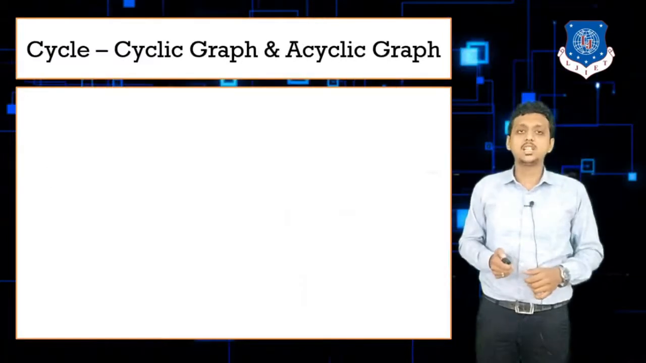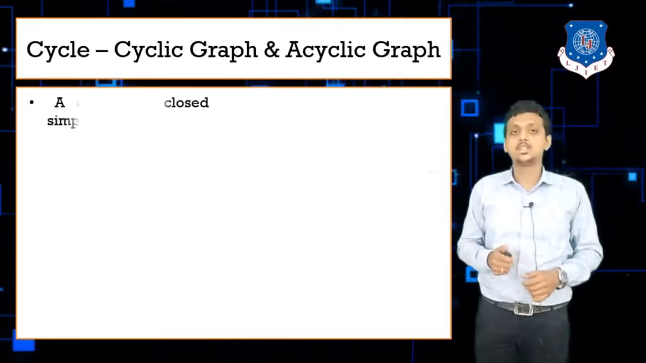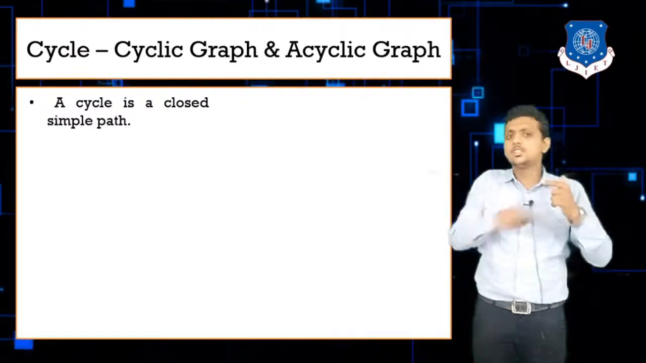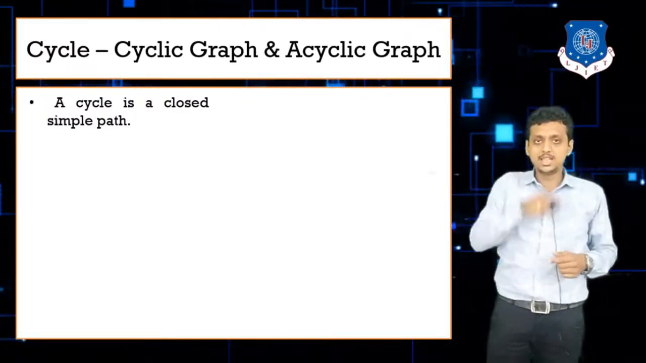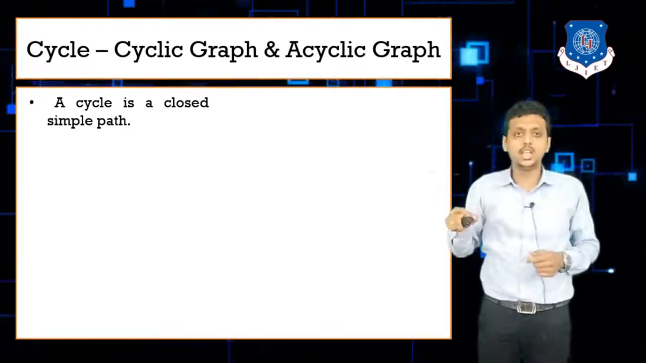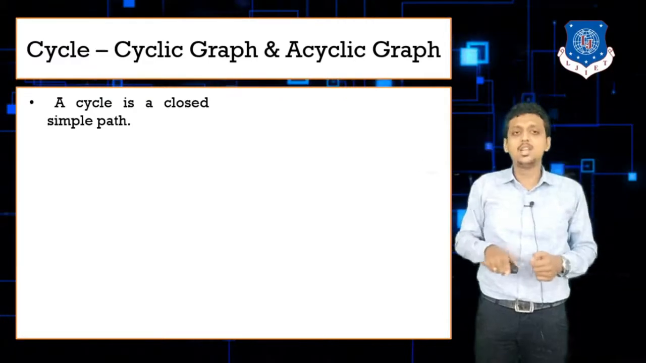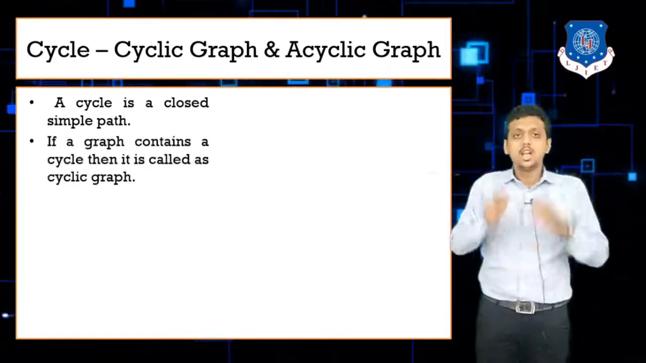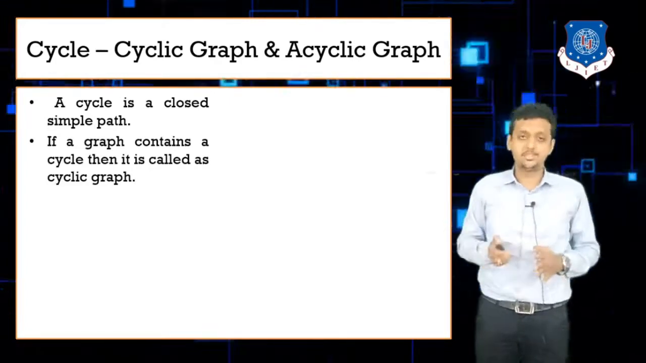Now next we have cyclic graph and acyclic graph. Students, a closed path is known as a cycle. If you start from node A, then B, then C, then D, then again go to A, this is a closed path. This is a circle. That is known as a simple path, known as a cycle. A graph that contains a cycle is known as a cyclic graph.